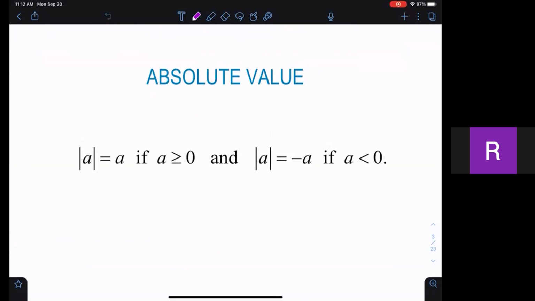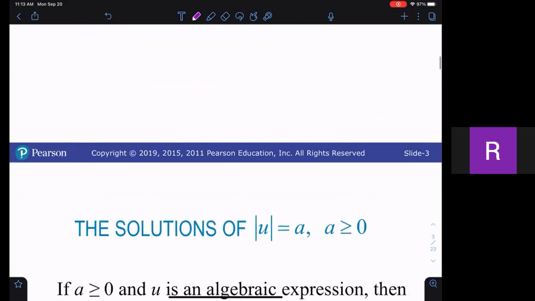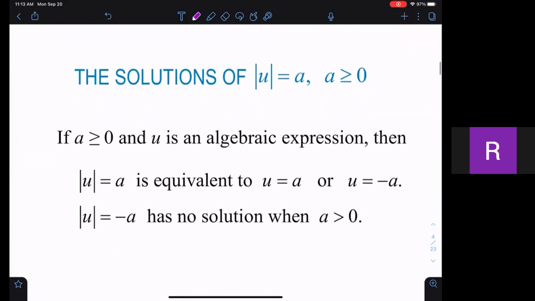When you see this, usually in an absolute value inequality, that means that this will be an "and." And if you see this, that means that that will be an "or." Okay, I will explain to you by example, so then after that you will be able to understand easily.